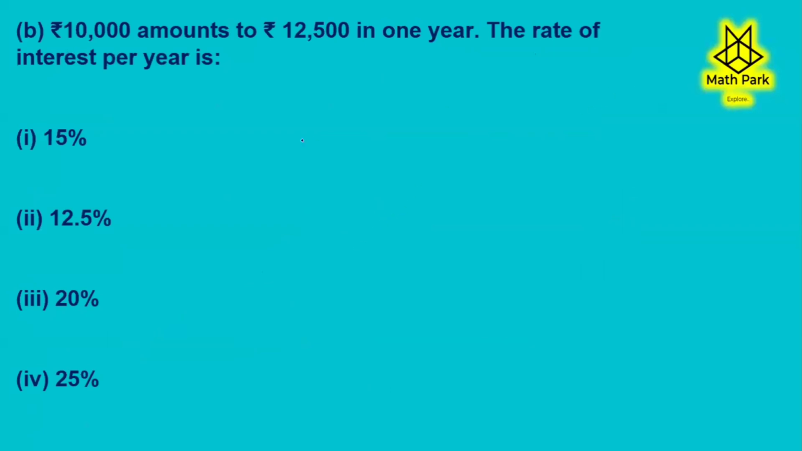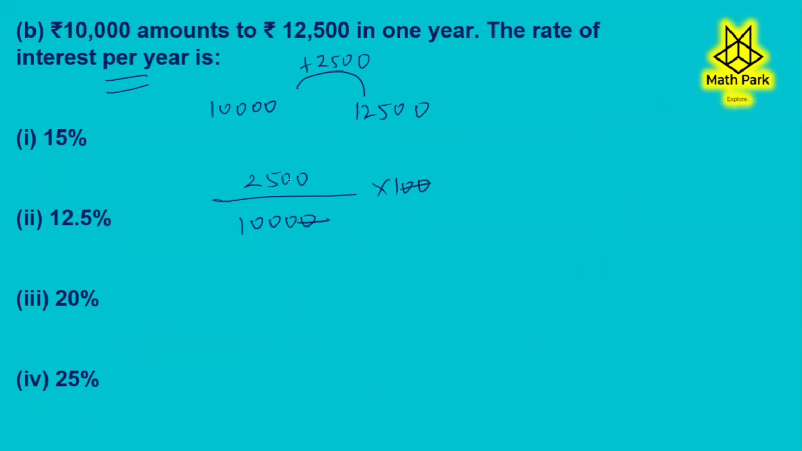Again, it is 1 year, so we go for the easy way. So it is 10,000 amounting to 12,500. So what is the addition? It is an addition of 2,500. Whenever it is for 1 year, we will use this method. 2,500 over 10,000 into 100 gives you the rate percent. So 25% is the rate of interest.